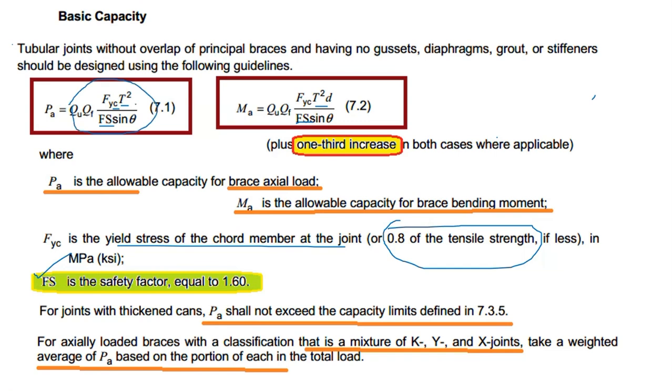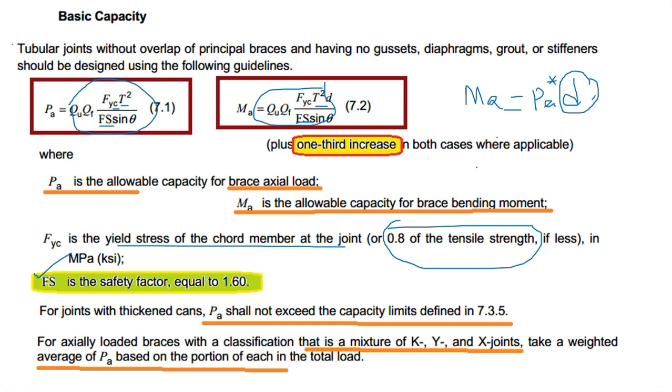If you see here, PA and MA have exactly the same terms: QU, QF, Fy T squared, Fy sin theta, into D. That means MA is nothing but PA times the diameter of the brace.